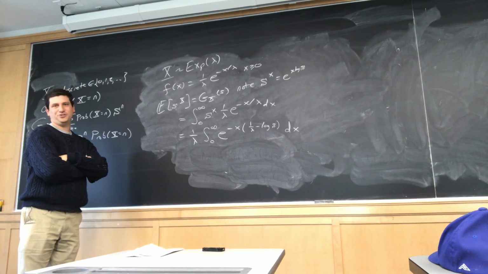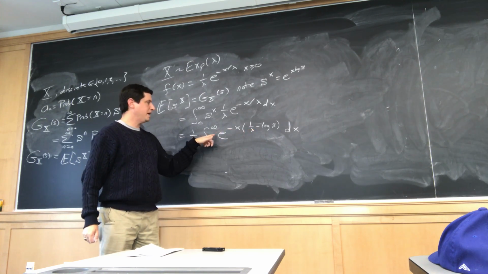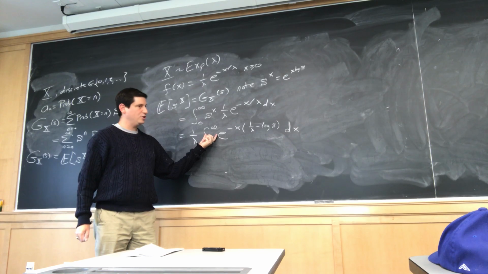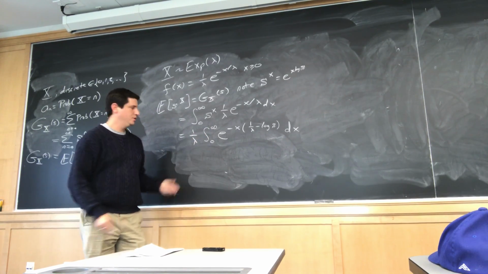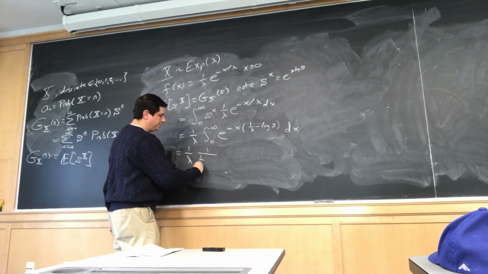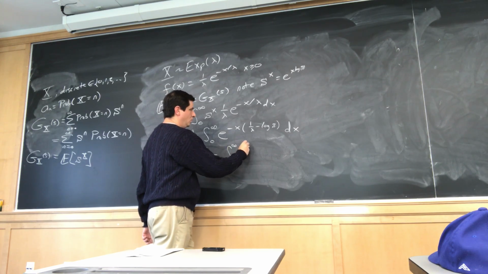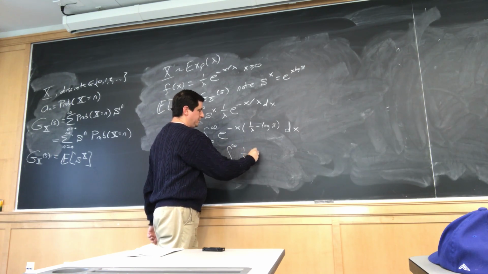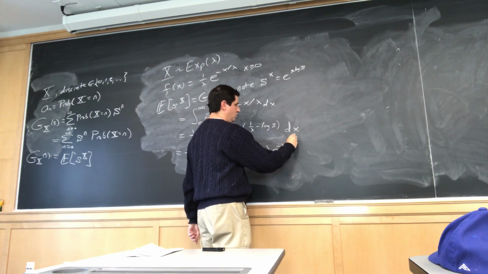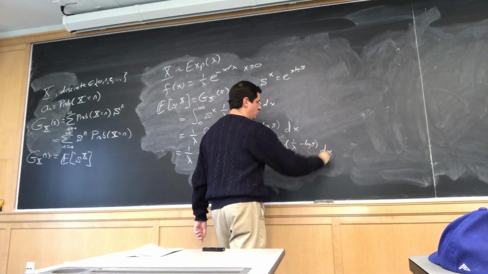Now I'll use the bad notation. If I have the integral of e to the minus ax, if I multiply by a, it integrates to 1. So I multiply by 1 over lambda minus log s, and then I divide by it. So this is the same as, do it very slowly, 1 over lambda minus log s, integral from 0 to infinity, 1 over lambda minus log s, e to the minus x times 1 over lambda minus log s, dx. What does the integral equal?